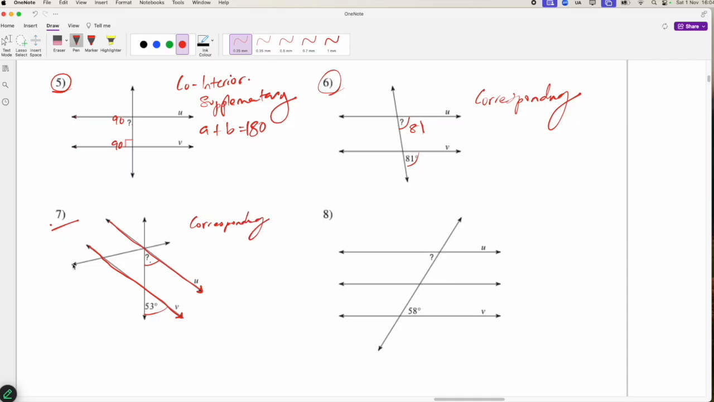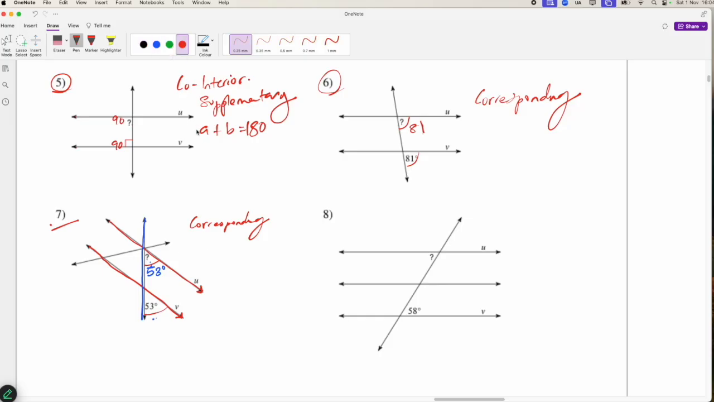Corresponding angles: you see this line here? Forget about this line here. That line doesn't even matter, right? The two red lines are your parallel lines, and this is your transversal. Notice this is underneath the parallel line, and this is also underneath the parallel line. So they are both in the same place. So therefore, this is also 53 degrees. This other line here played no role whatsoever.